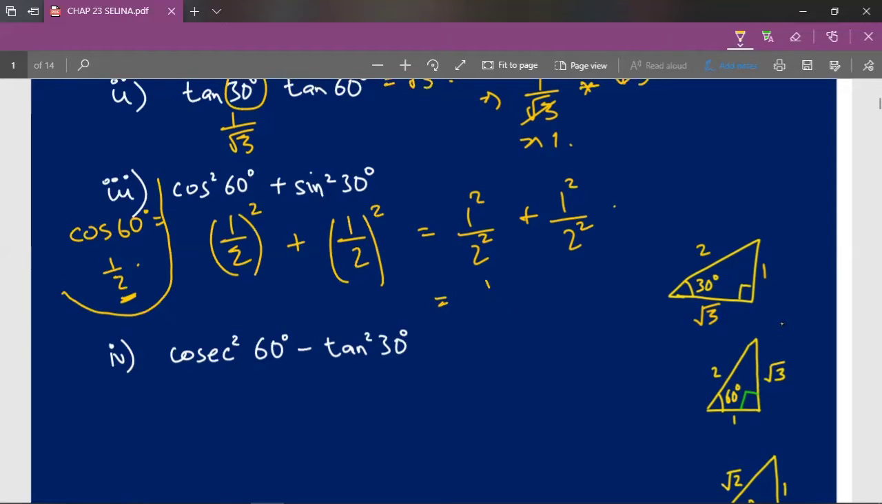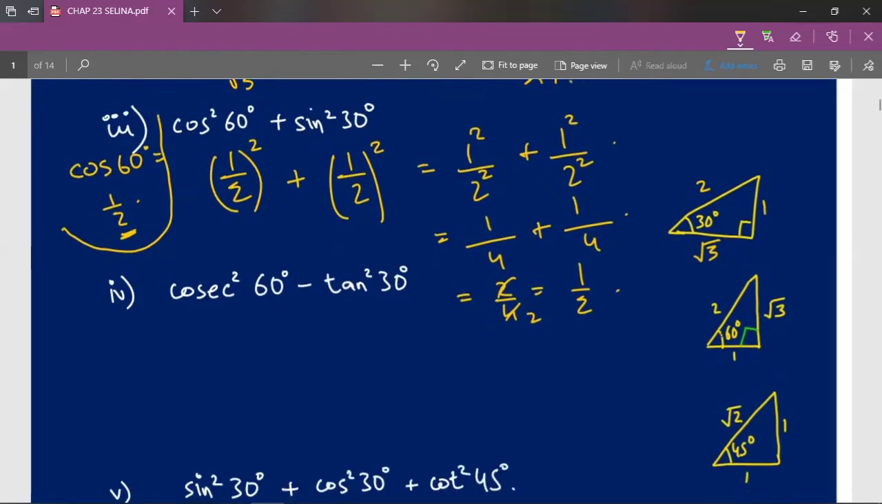So 1 into 1 is 1, 2 into 2 is 4, plus 1 into 1 is 1, and 2 into 2 is 4. So therefore, 1 upon 4 plus 1 upon 4 is 2 upon 4, and it can be further simplified to 1 upon 2. So let's move forward.